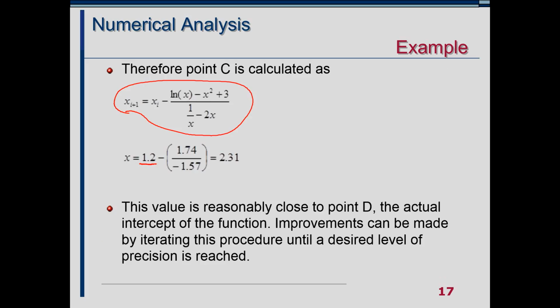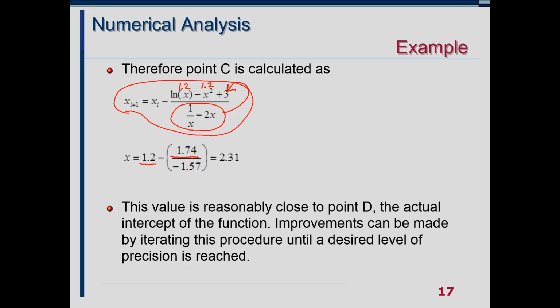1.2 and 1.2. If you take the natural log of 1.2, subtract 1.2 squared, and then add 3, you'll find you get a value of 1.74. You may want to pause and try that on the calculator to see if you get 1.74. Now, where does this function come from? This is simply the first derivative of your original function. So what is the first derivative of the natural log of x? It's simply 1 over x.